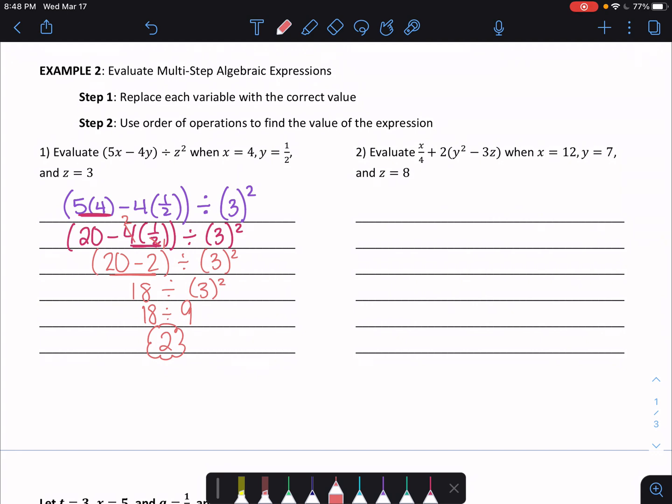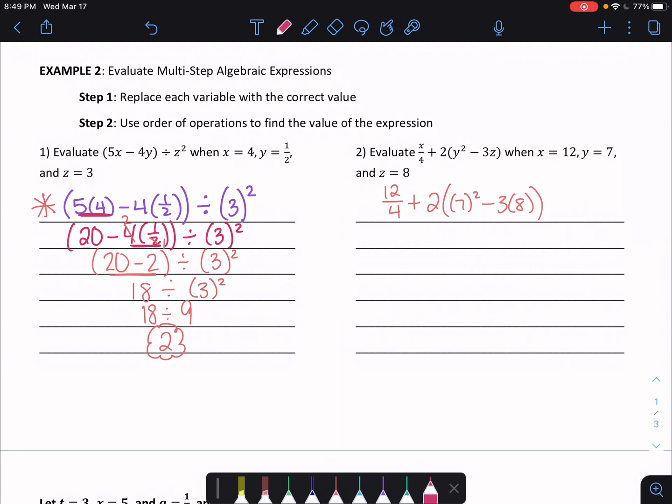As you can see, my first line was just my replacement line, and then I used order of operations using every single line until I was done. Number 2 says x over 4. So I'm going to do 12 over 4 plus 2 times y is 7 squared minus 3 times z is 8.